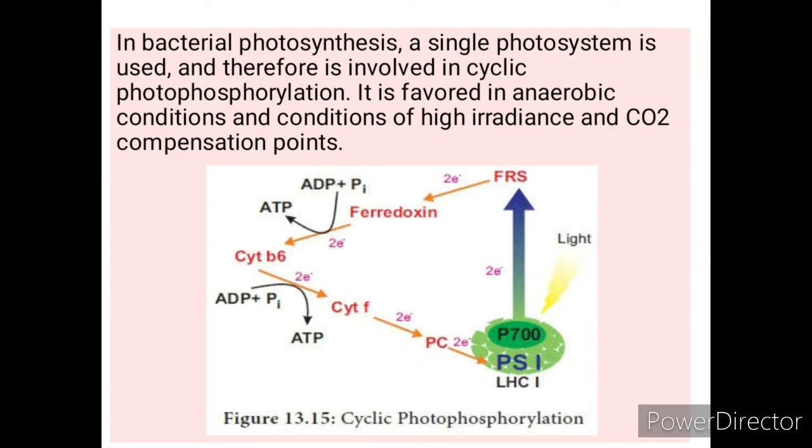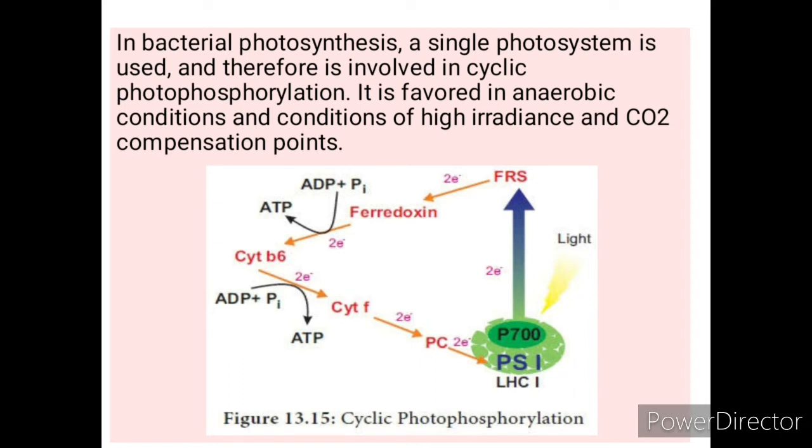That means there is transmission of electron from ferredoxin reducing substance, that is FRS, to ferredoxin, and then ferredoxin gives this electron to cytochrome B6. When ferredoxin transmits this electron to cytochrome B6, there is a formation of one ATP molecule by the process of photophosphorylation. That means one inorganic phosphate is added to ADP to convert it into ATP. This is called photophosphorylation first.